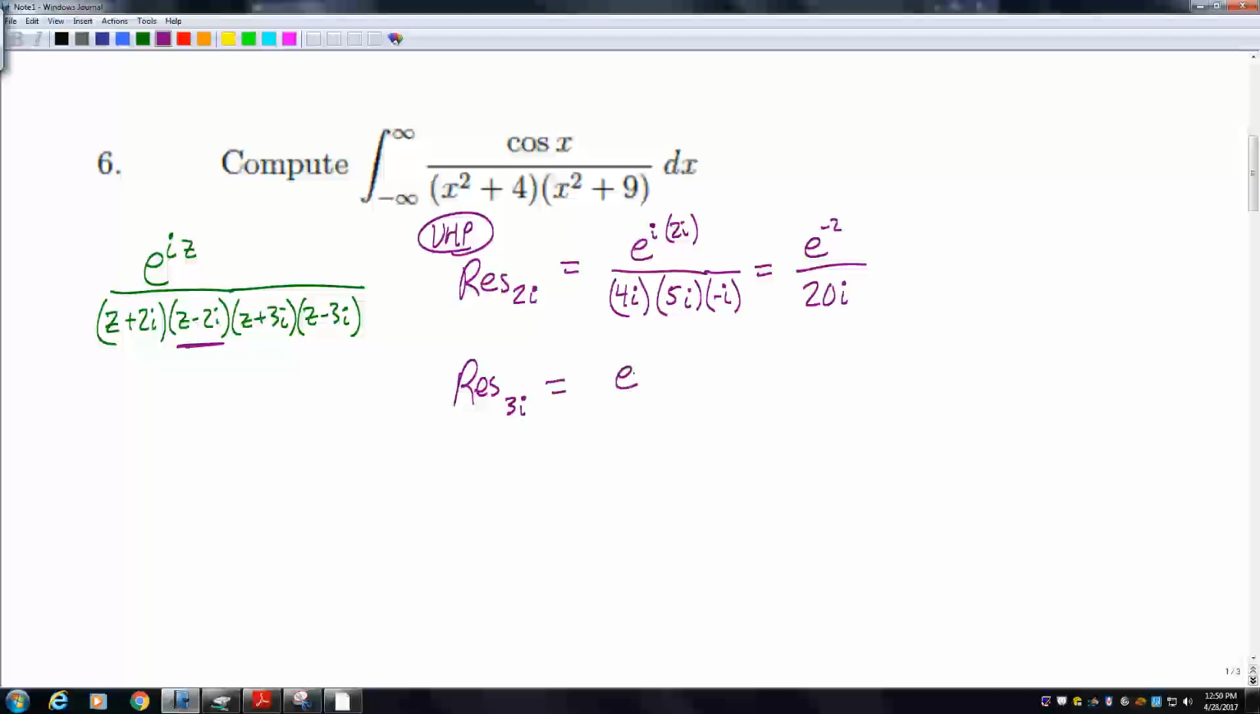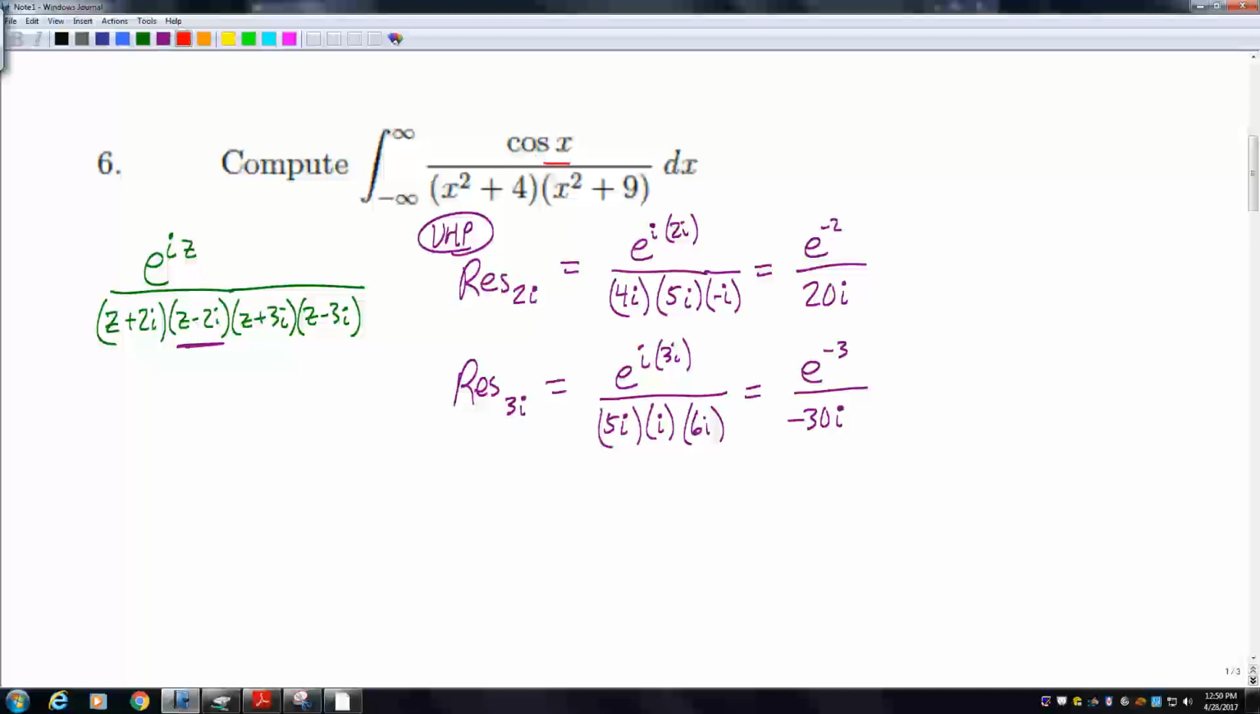Very similar for the residue at 3i. Plug in there. I get 5i, 3i minus 2i is i, and then 6i, and then we've covered up the last factor. So that gives me e to the negative 3 over negative 30i. So those are my residues.